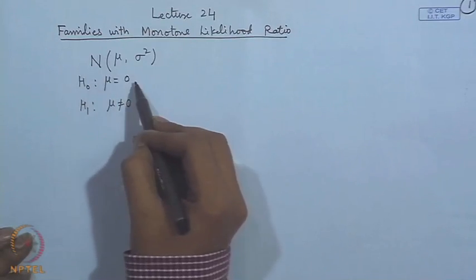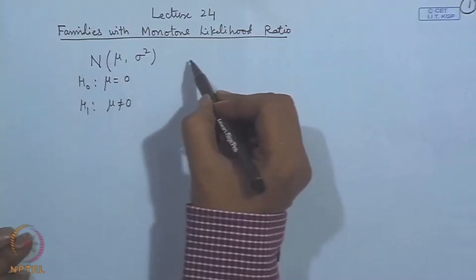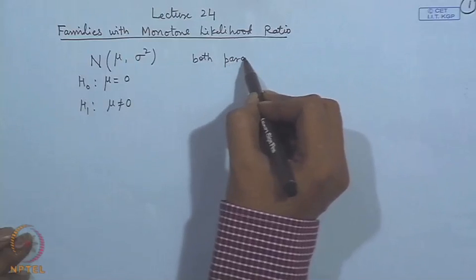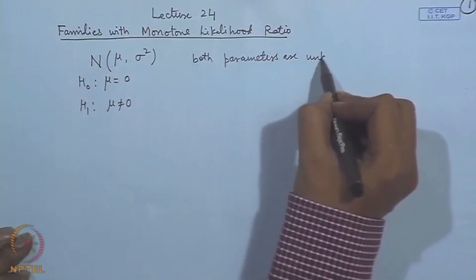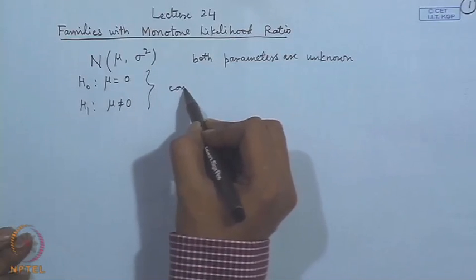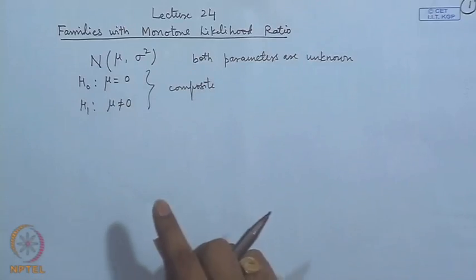Note here that now this H naught is not a simple hypothesis, this is composite, because sigma square is unknown. Here we have assumed both parameters to be unknown. Therefore, both hypotheses are composite hypothesis, and therefore, the Neyman Pearson lemma does not help us to give a solution in this particular problem. That means, it does not give a most powerful test.